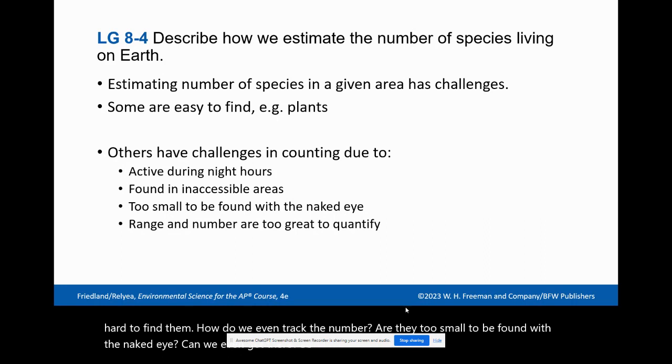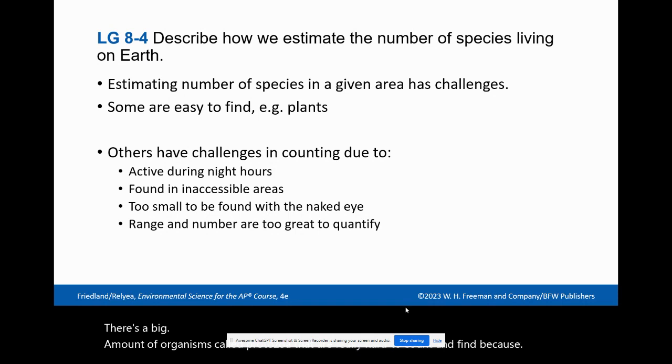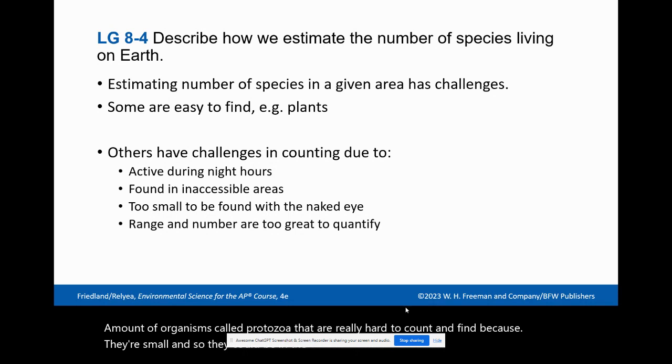So, for example, like Marianas Trench is just like impossible to get to because of the pressure that you have down in that deep in the ocean. Is the area really secluded? So some of the islands are hard to get to by boat, and so they might not be able to count all the species that live there. There's a big amount of organisms called protozoa that are really hard to count and find because they're small, and so they could be in the millions, and we don't really know because we can't see them, so we don't really know where to find them.